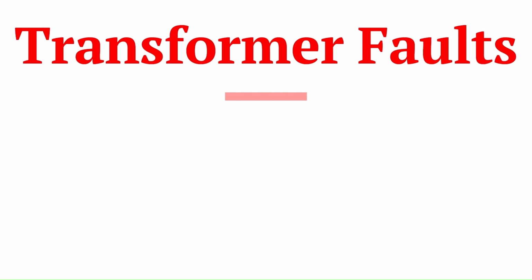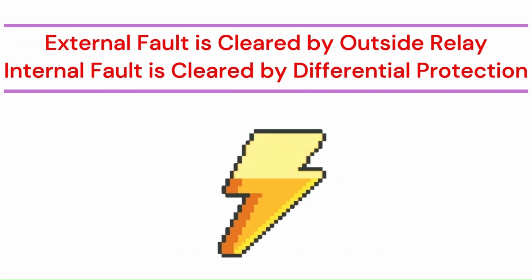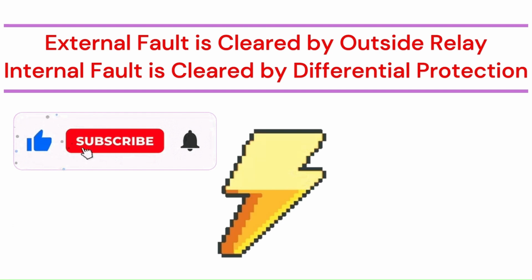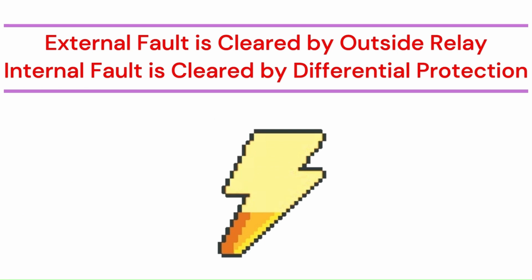The faults that occur on the transformer are mainly divided into two types: external faults and internal faults. An external fault is cleared by the relay system outside the transformer within the shortest possible time in order to avoid any damage to the transformer. The protection for internal faults in such a transformer is to be provided by using a differential protection system.